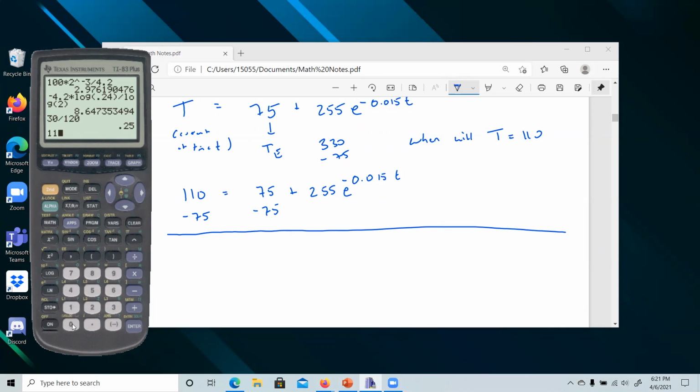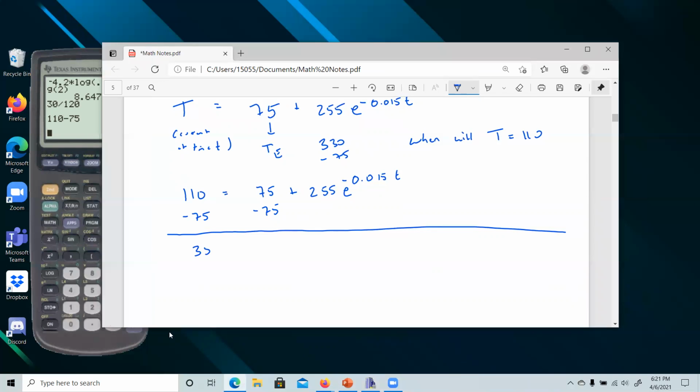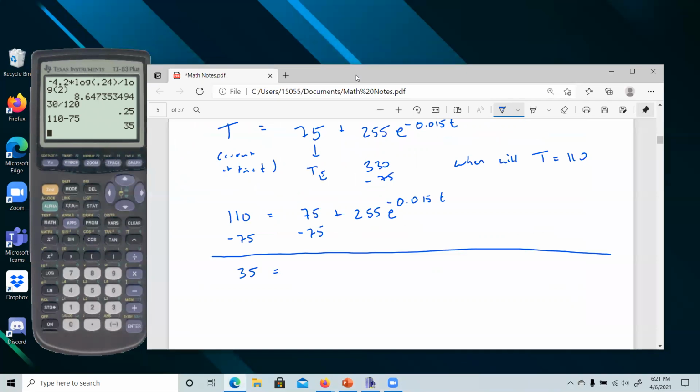Okay, clear. 110 minus 75. So you can impress all your friends watching CSI. You can say, they use Newton's law of cooling to figure that out. I'm sure they'll be very impressed.